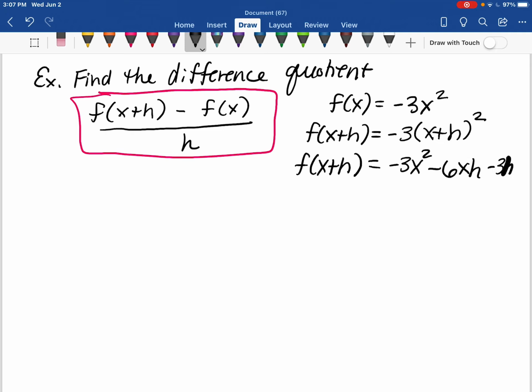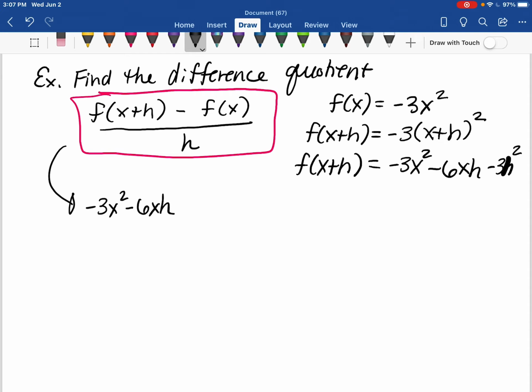Now when I distribute this, I'm going to get negative 3x squared minus 6xh and a minus 3h squared. So I take the x plus h and square it, and then I distribute the 3. Now I can take my f of x plus h and put it into that expression.